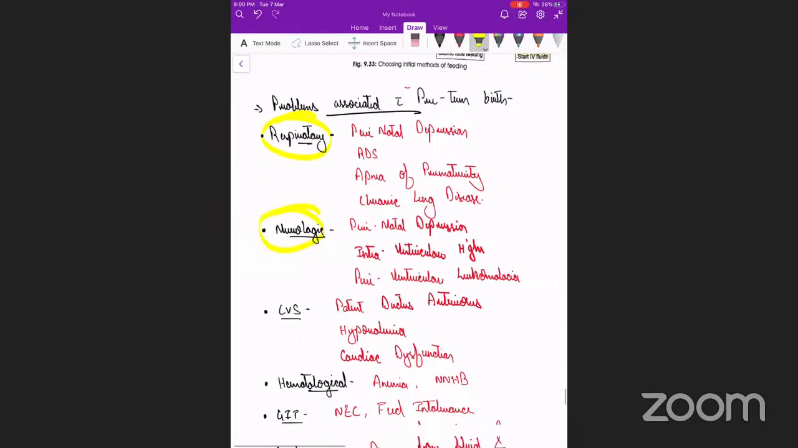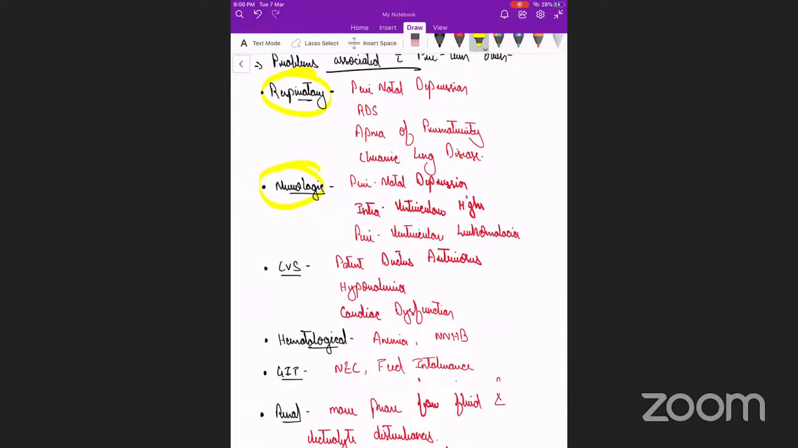Coming to neurological, the preterm child might not have good respiratory drive for the baby to breathe or cry. So that will lead to asphyxia, correct? So postnatal, perinatal depression can be there. IVH can be there because choroid plexus are not fully developed. Okay. And this IVH can go ahead and cause periventricular leukomalacia.